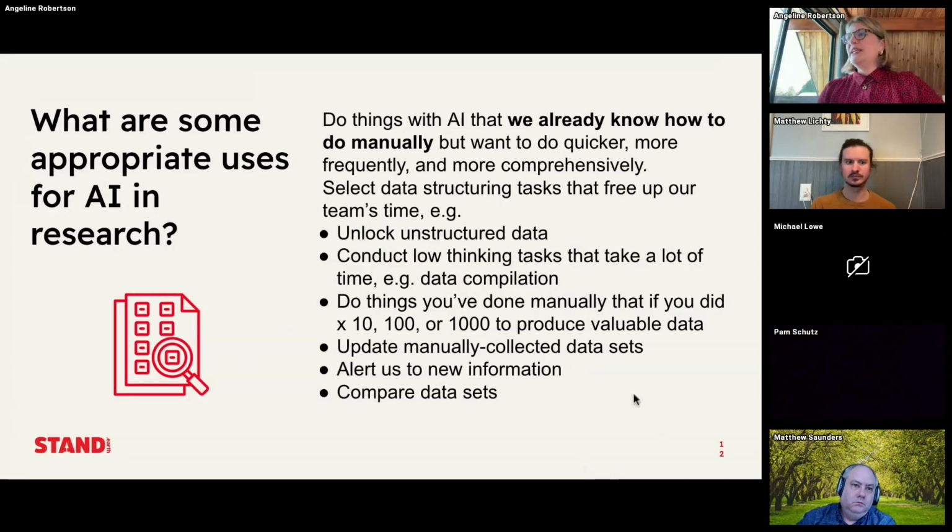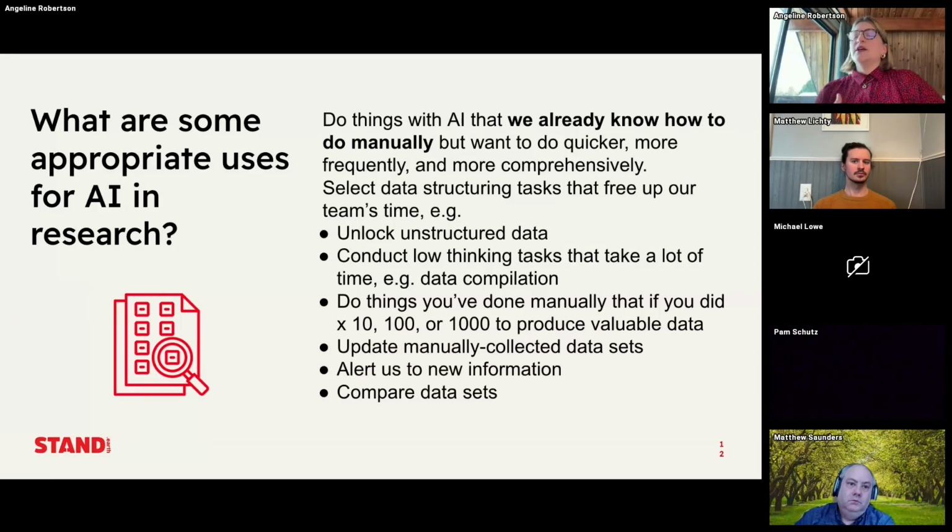But first, we really needed to think about what were the appropriate uses for AI in our research, considering all of these concerns. We wanted to do things with AI that we already knew how to do manually, but wanted to do quicker, more frequently, and more comprehensively than we had been able to in the past. So we selected data structuring tasks that free up our team's time.